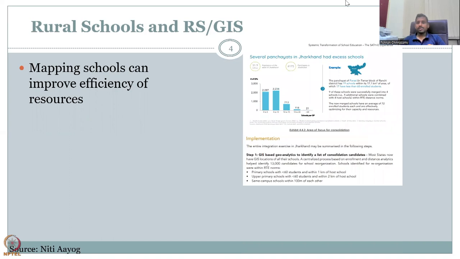Let's take an example from the Jharkhand state. This report by the government says that several panchayats in Jharkhand had more schools than needed. Every school had a budget, as I said, a headmaster, teacher. But if there are no students coming and there are too many schools for the population that needs them, it is a waste of the budget. And the budget is taxpayers' money, correct? So you could see how they have used GIS to identify the population.